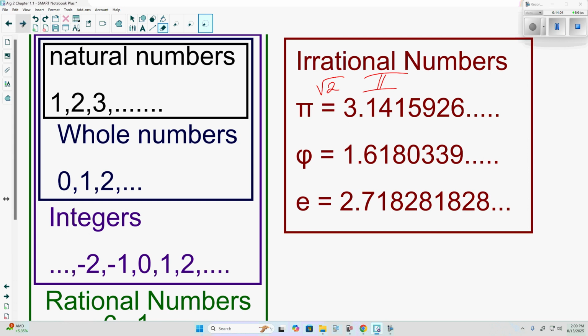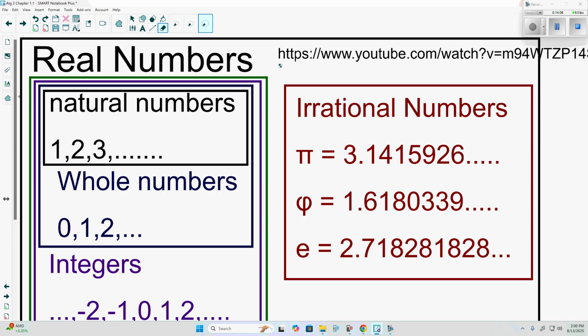And then we have the last set here, and that is the real number system. And the symbol for the real number system is an R with 2 lines. It contains irrational, rational, whole numbers, integers, natural numbers. All of them are all the real numbers.